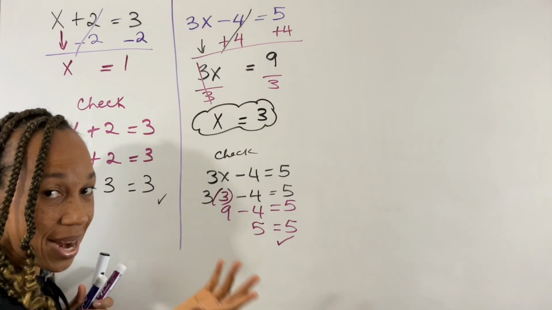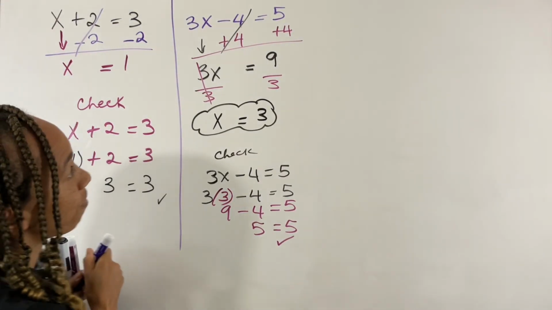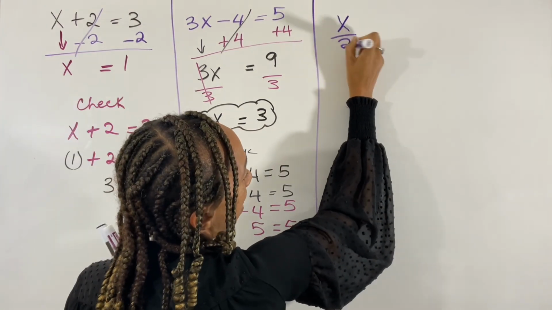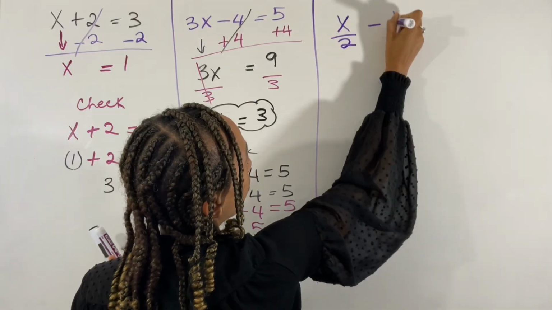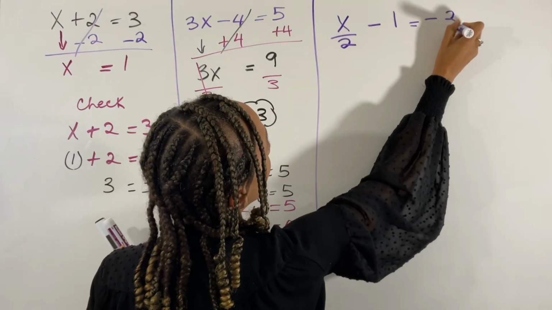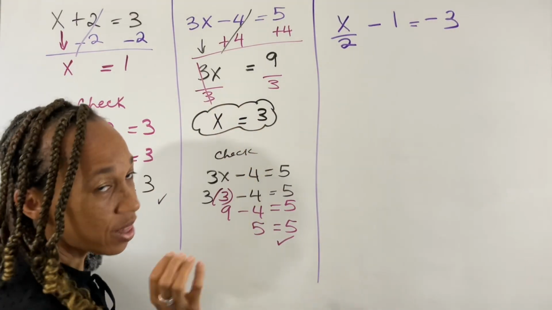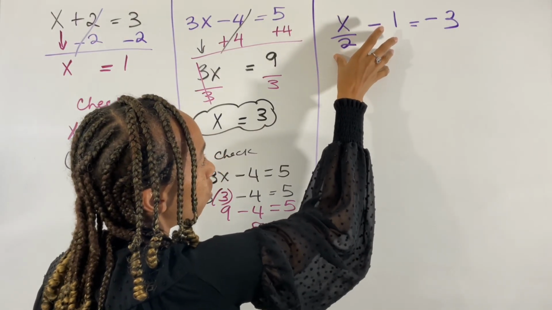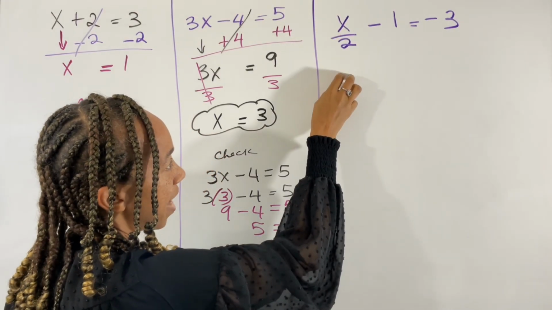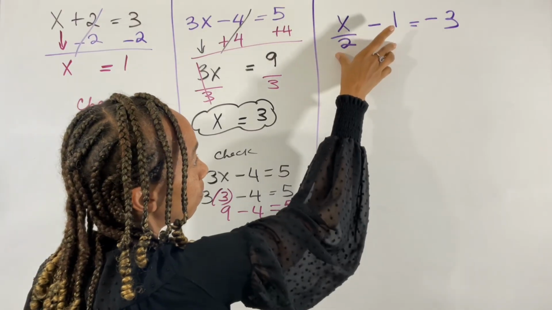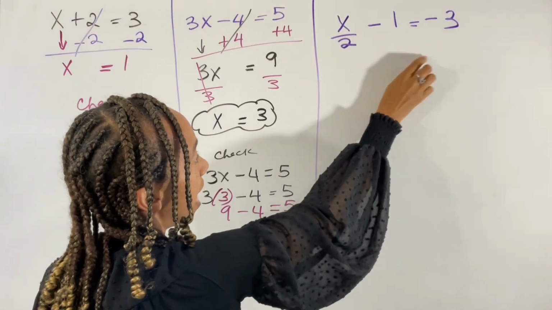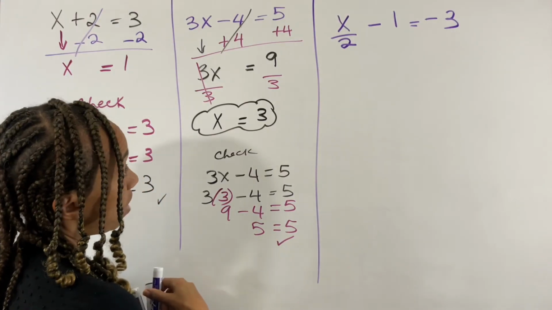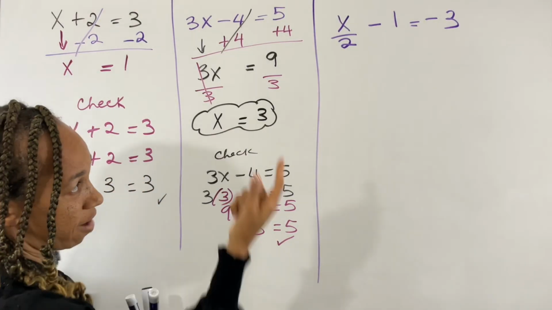So as you should know by now, variety is the spice of life. I am going to do another example. x divided by 2 minus 1 equals negative 3. You notice a lot of things going on here. You have an equation where the variable is being divided by a number, and that expression has a minus 1, and also on the other side of the equal sign is a negative number, not a positive number like what I've been doing.